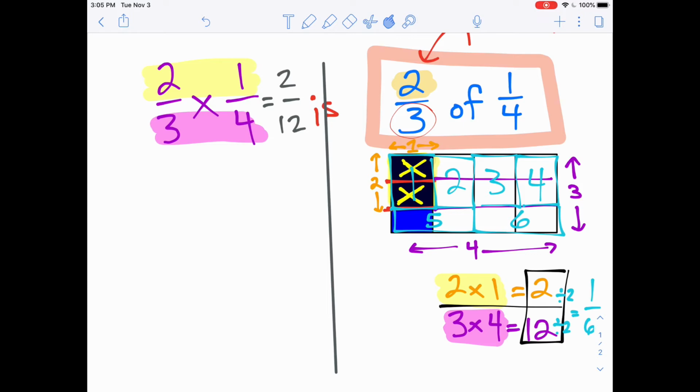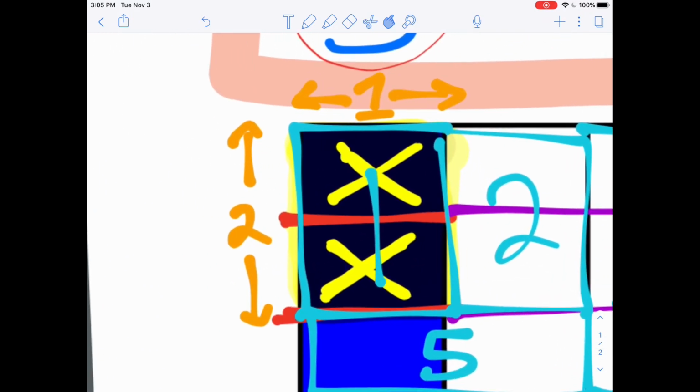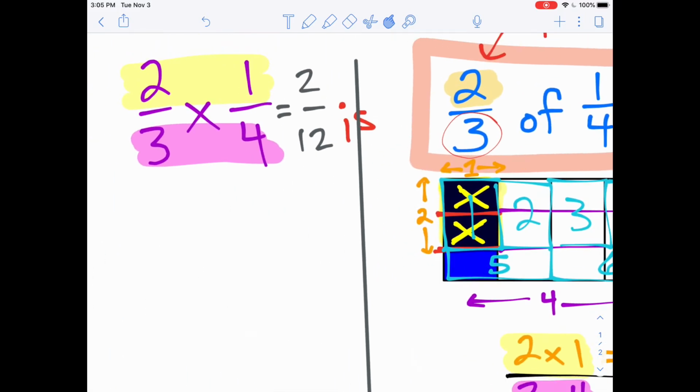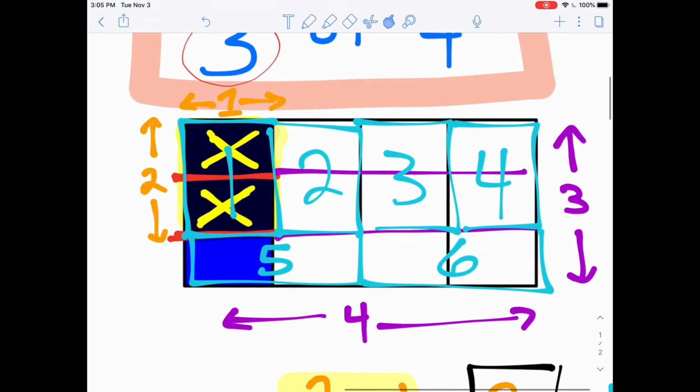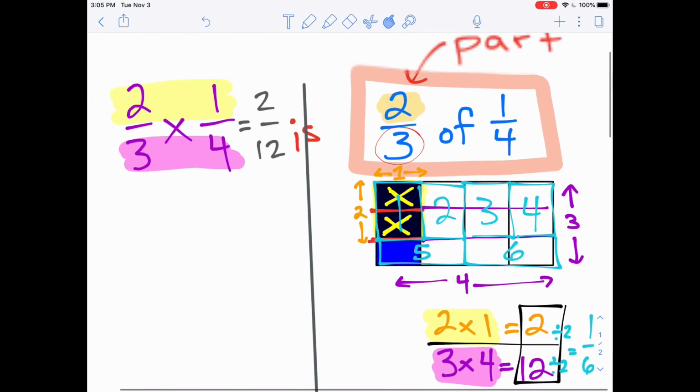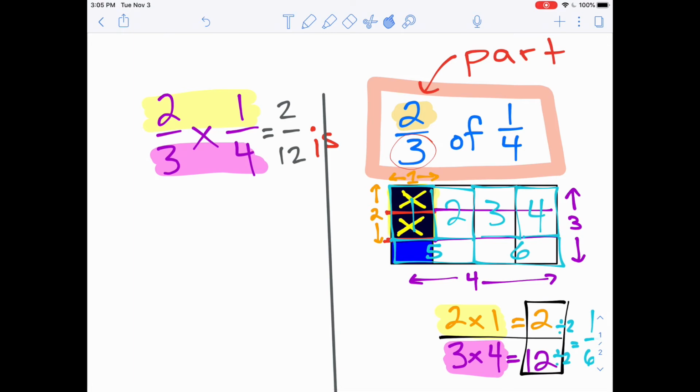That part that we colored in yellow is the teeny tiny spot here. This is 2 by 1. The part that's colored in pink, 3 times 4, that's the entire whole. It's now 3 tall and 4 wide. Okay. However, 2/12, this answer right here, is not an acceptable 6th grade answer. We have to be able to simplify.